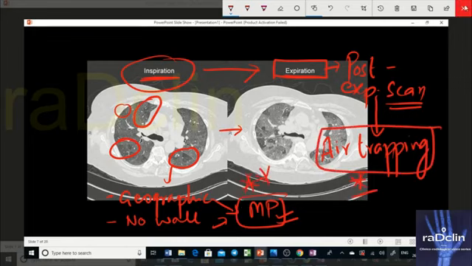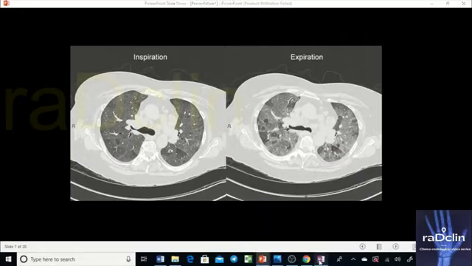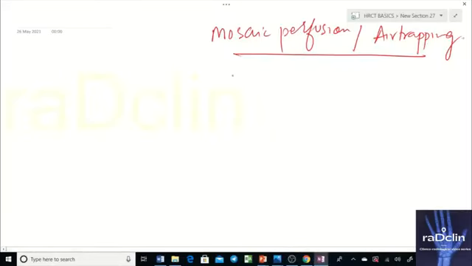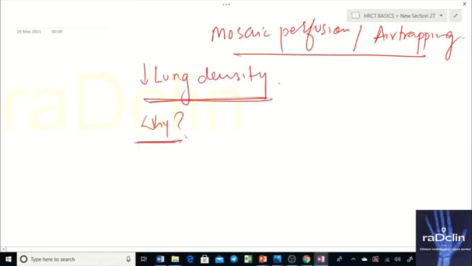Now another important point to be discussed is, why do you see decreased lung density here in mosaic perfusion or air trapping? That is important, and that is a concept that I would like to give. You have decreased density not because of things related to lung parenchyma, but due to what? It is due to paucity of vessels.